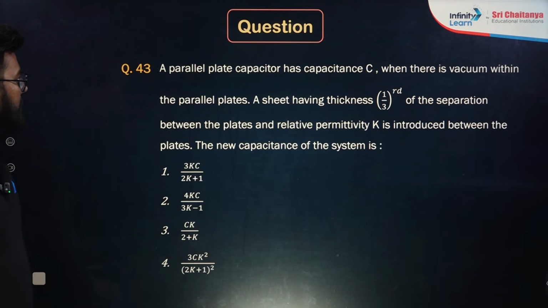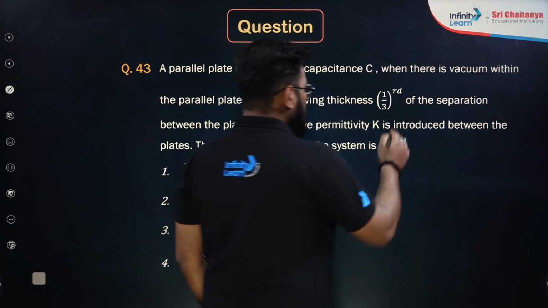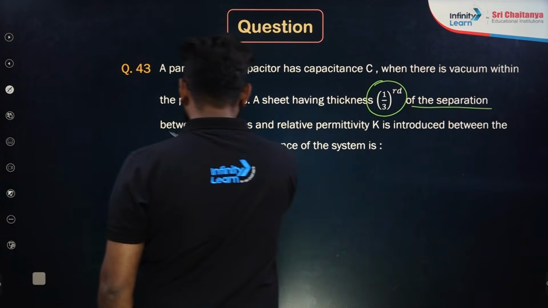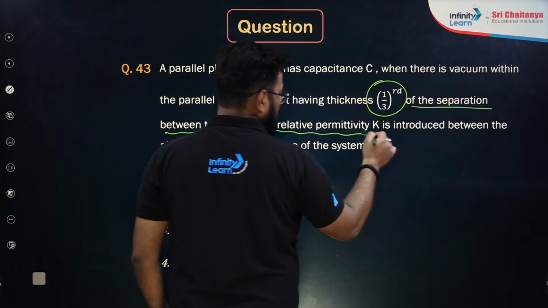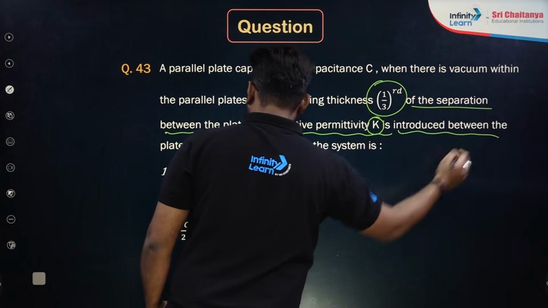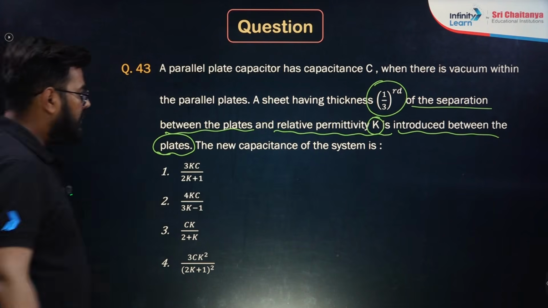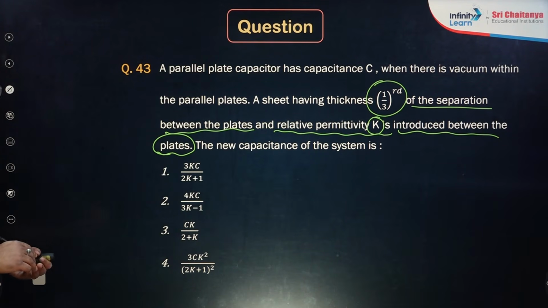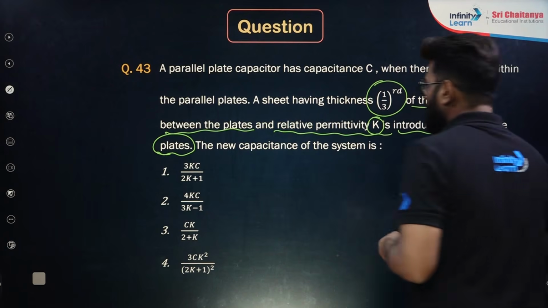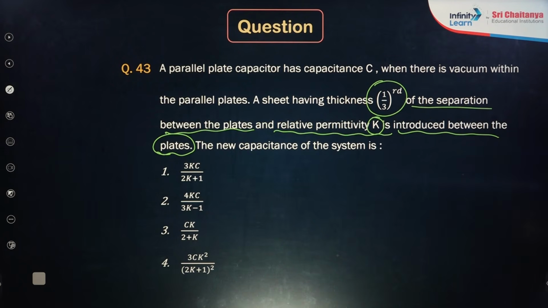As simple as that. A parallel plate capacitor has capacitance C when there is vacuum within the parallel plates. A sheet having thickness 1/3 of the separation between the plates and relative permittivity K is introduced between the plates. The new capacitance of the system is going to be, what will be the new capacitance of the system?